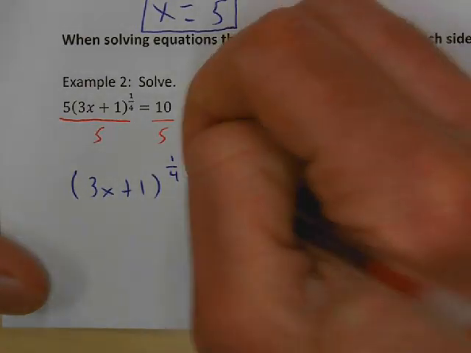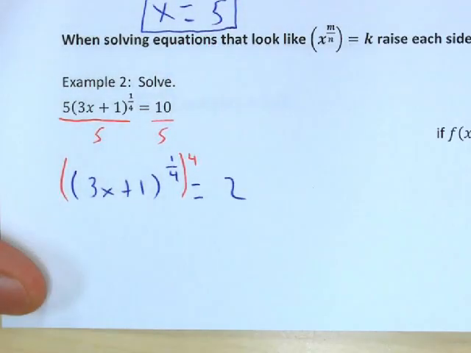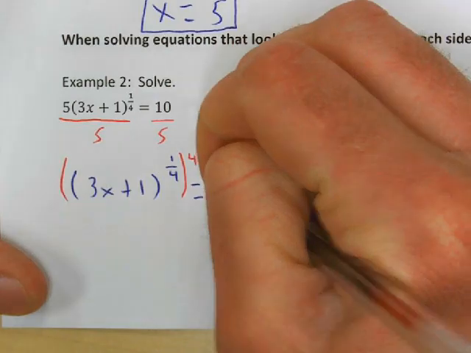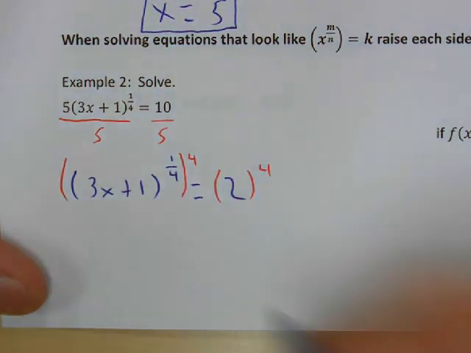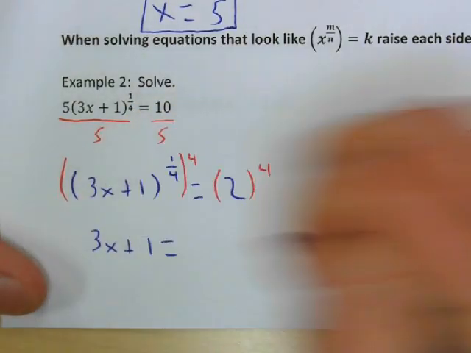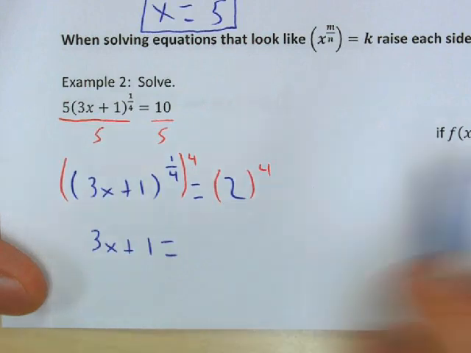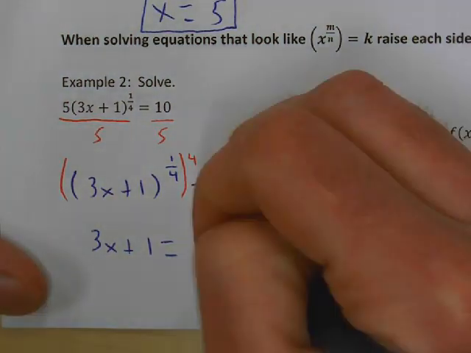Okay? And like we said, we need to raise both sides to the 4th power. You could put 4/1 if you want to, but we don't need the over 1 part. And that'll get rid of that exponent. And that leaves us with just 3x plus 1 equals 2 to the 4th. So that's just 2 times 2 times 2 times 2. 2 times 2 is 4, times 2 is 8, times 2 is 16.